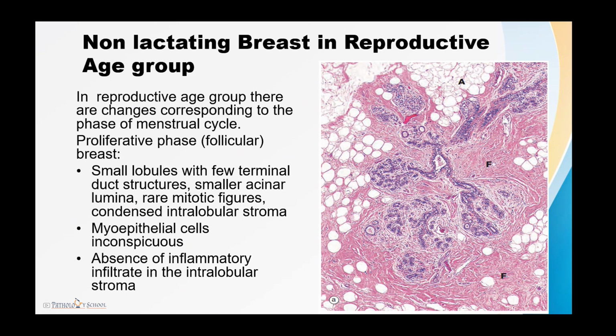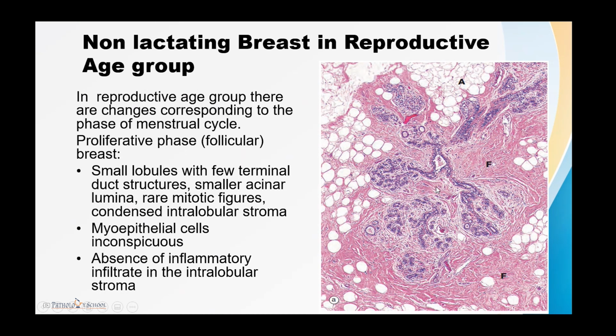Proliferative phase, or follicular phase: small lobules with few terminal ducts, small acinar lumina, rare mitotic figures, condensed intralobular stroma. Myoepithelial cells are inconspicuous, with absence of inflammatory infiltrate in the intralobular stroma.